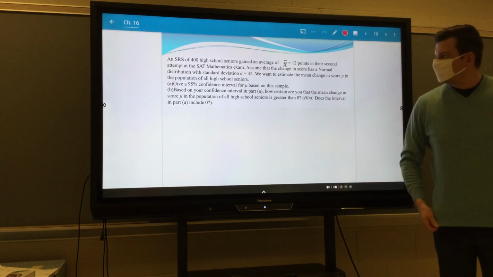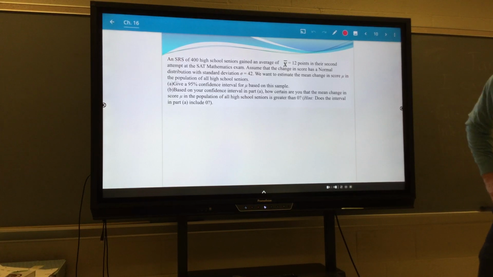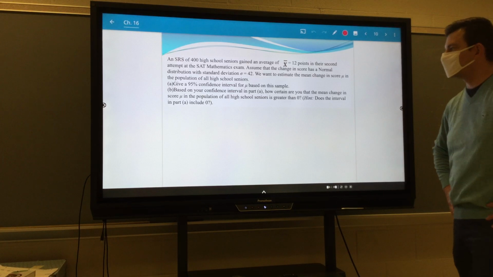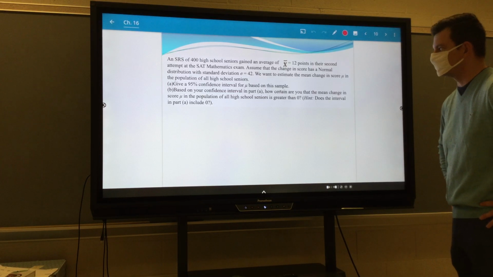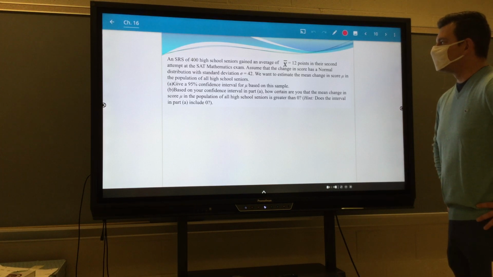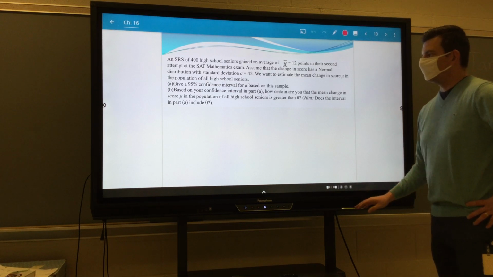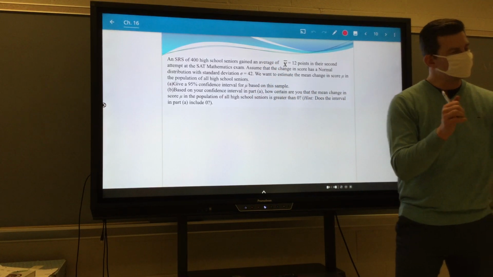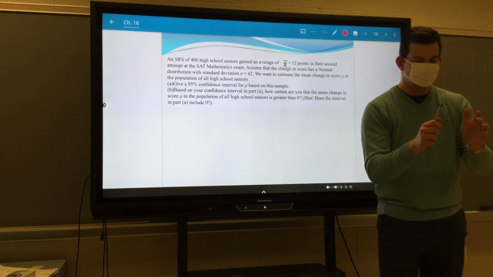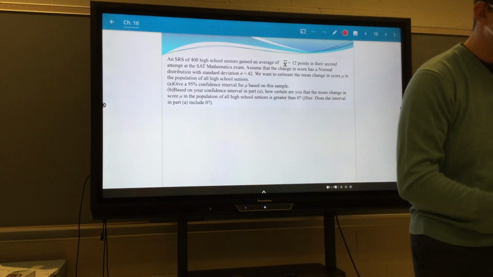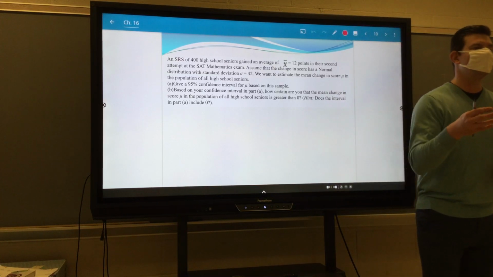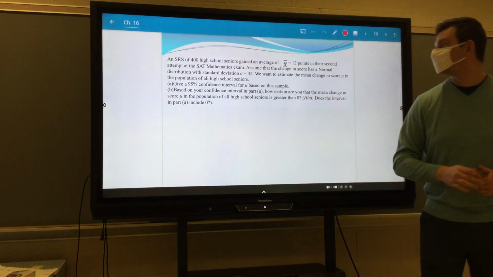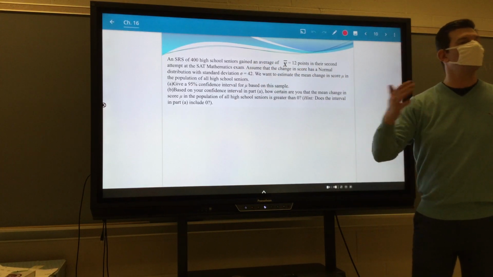All right, so I have a problem. Ignore the messed up X bar right there, but this says we have a simple random sample of 400 high school seniors who gained an average of 12 points on their second attempt at the math portion of the SAT. So they took it one time. They were told that, well, practice helps you with this. If you take it again, on average, students do better. And the average increase across this sample of 400 students was 12 points better.